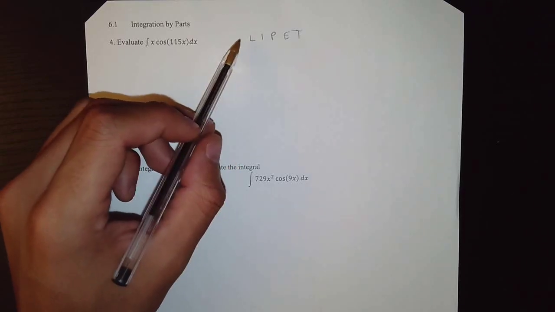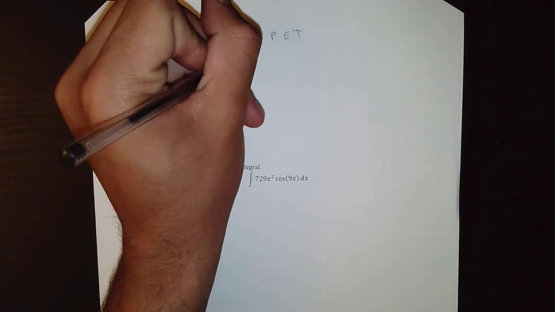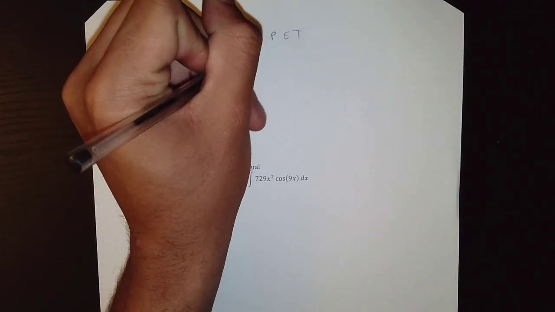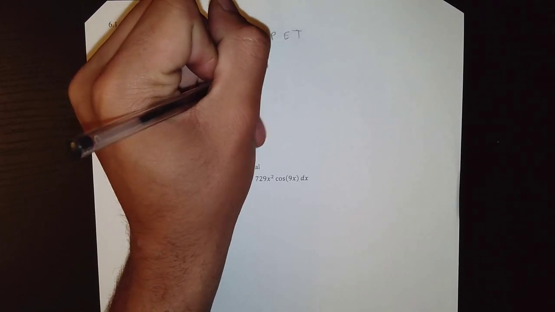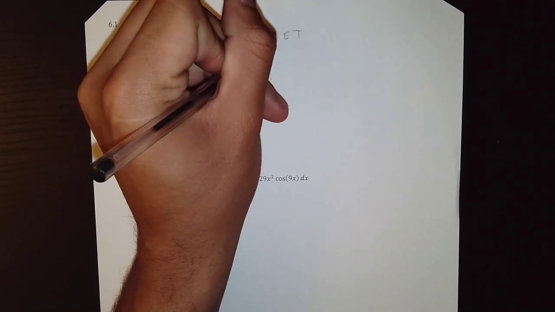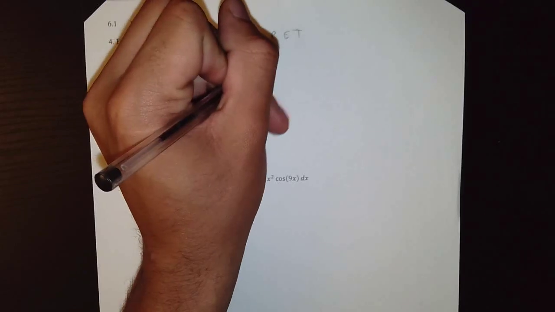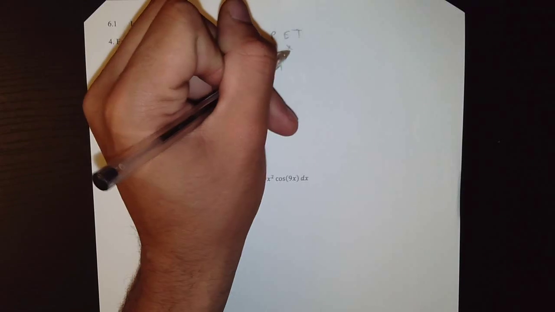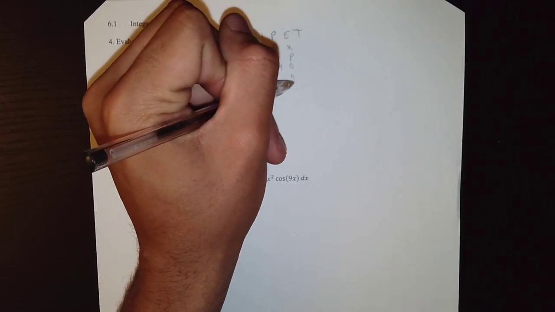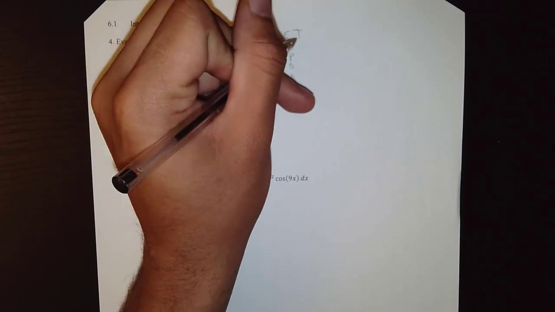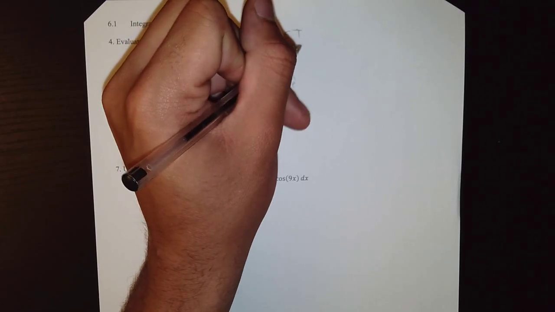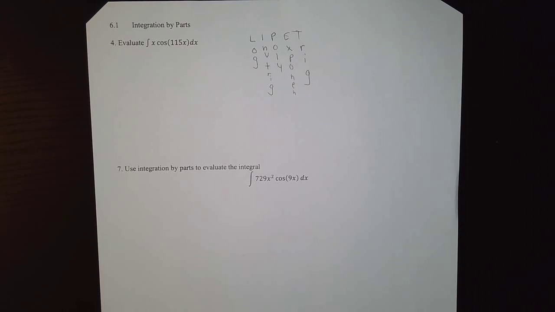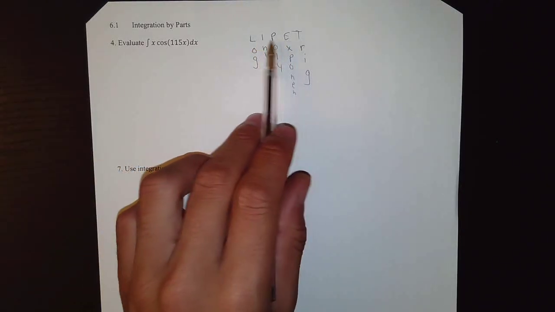And so in this case, L stands for logarithms, I stands for inverse trig, P stands for polynomials, E stands for exponentials, and T stands for trig, so regular trigonometric functions.